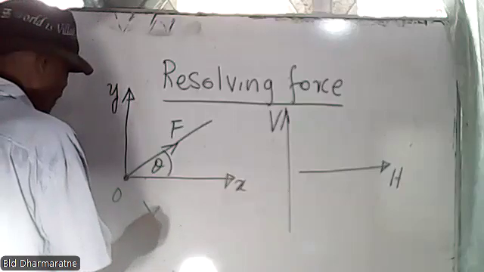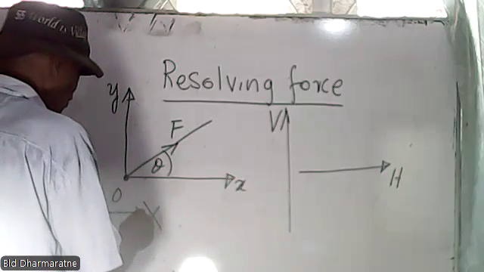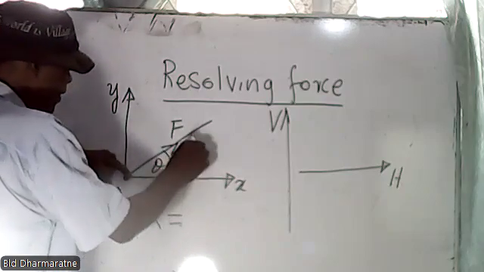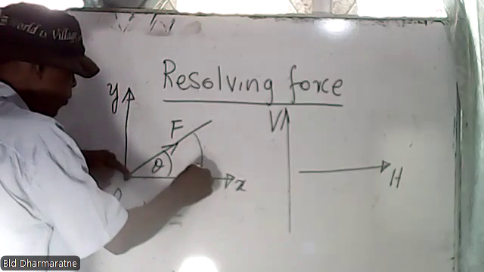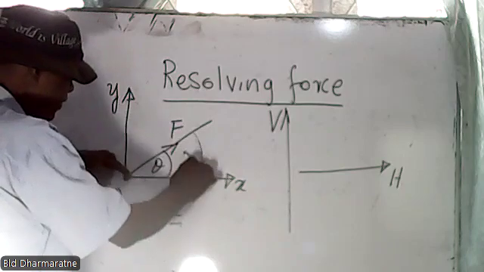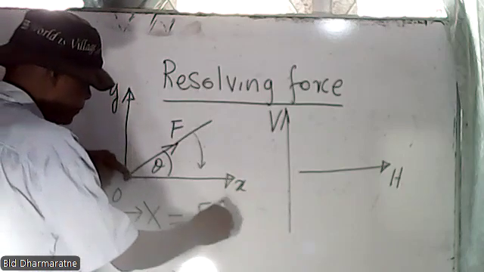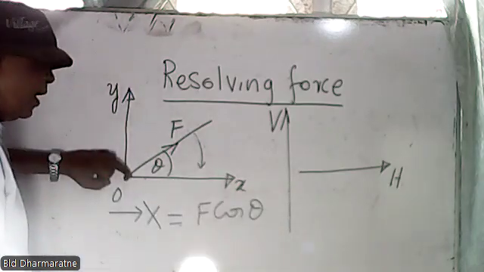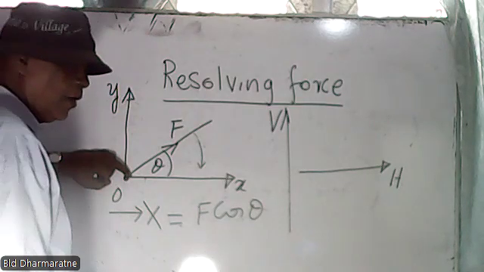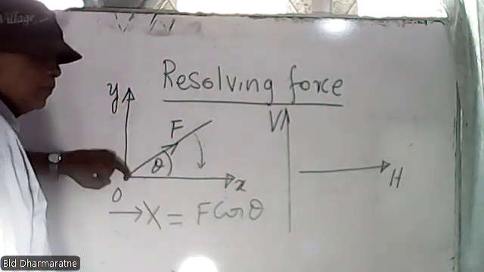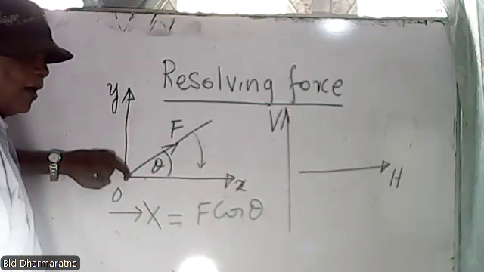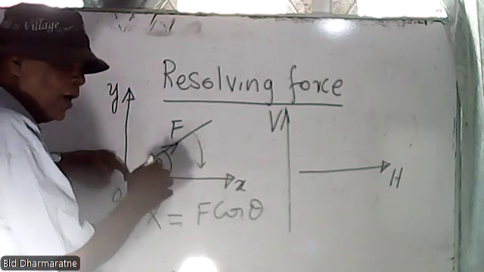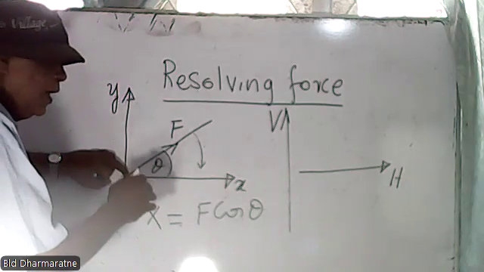The resolving component in the horizontal direction is normally taken as x equals F cos theta. Down to the x-axis direction, F cos theta. All the time, the angle indicated, draw in the horizontal direction. Don't put the angle to the vertical direction. If the vertical direction angle is given, you have to convert to the horizontal direction angle.